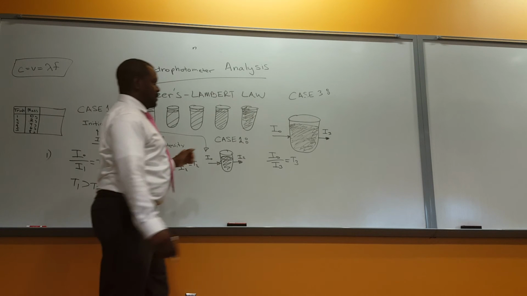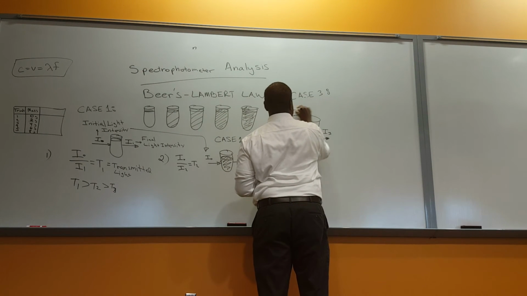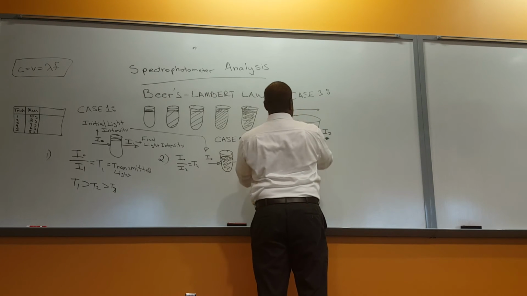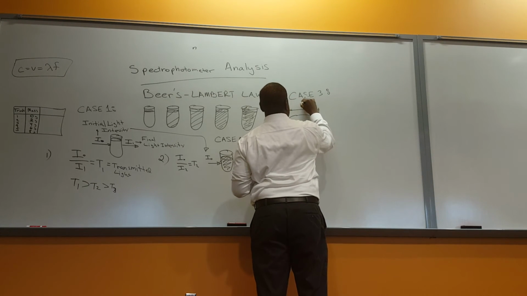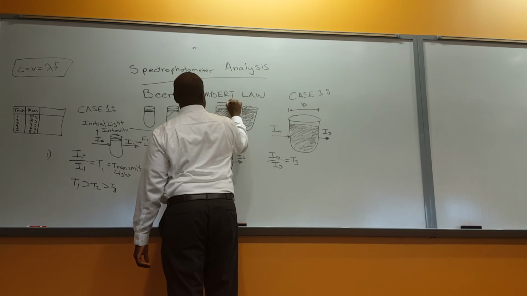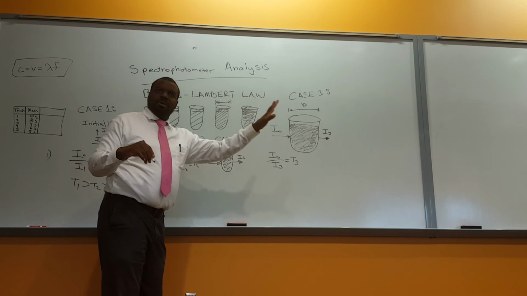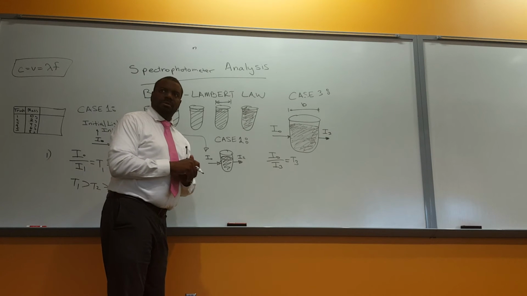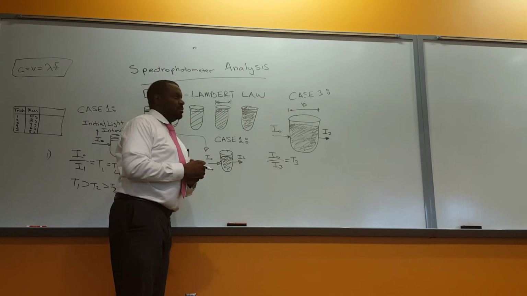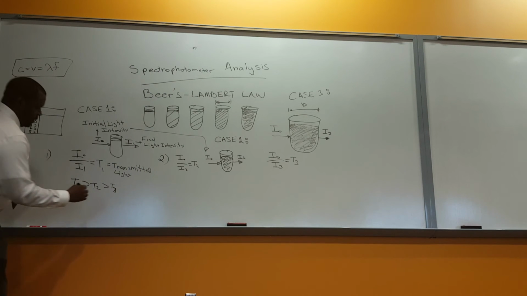Actually, the path length is larger, isn't it? We can call this path length that the light travels, we're going to call that B. Okay. See, this is B. So we notice that the larger the path length, the less light transmits because it has a further distance to travel, right? Does that make sense? Okay. So this would be your order here.